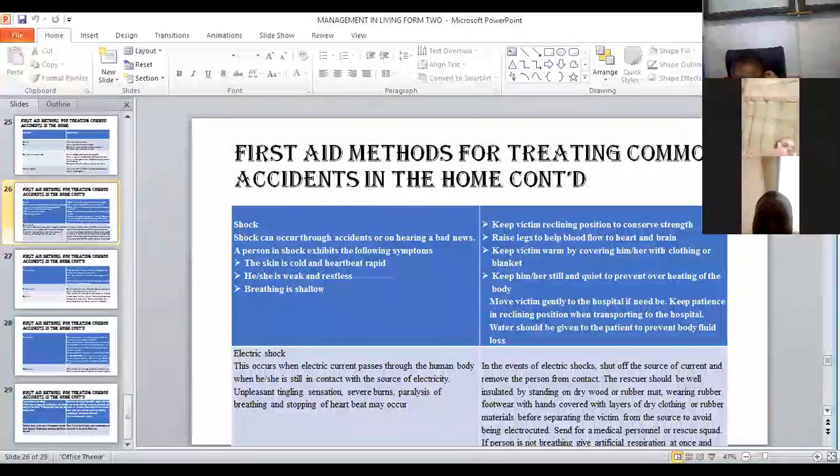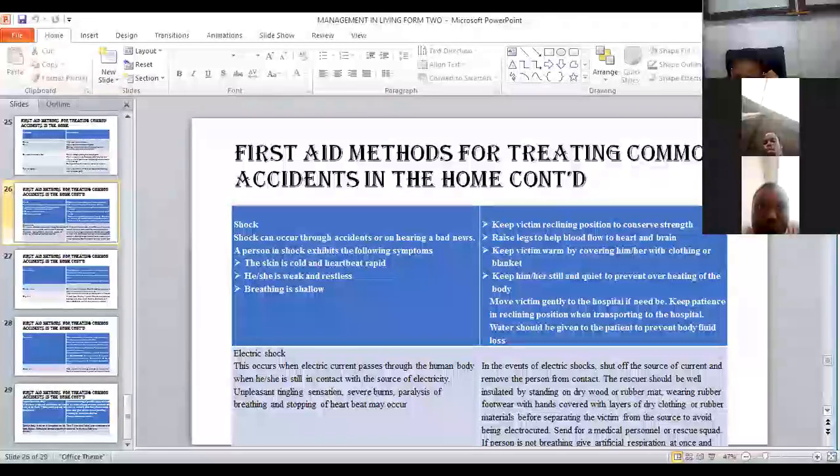So what is the first aid we can give? Remember, in the event of electric shock, the first thing you have to do is use a dry wood to hit the person.